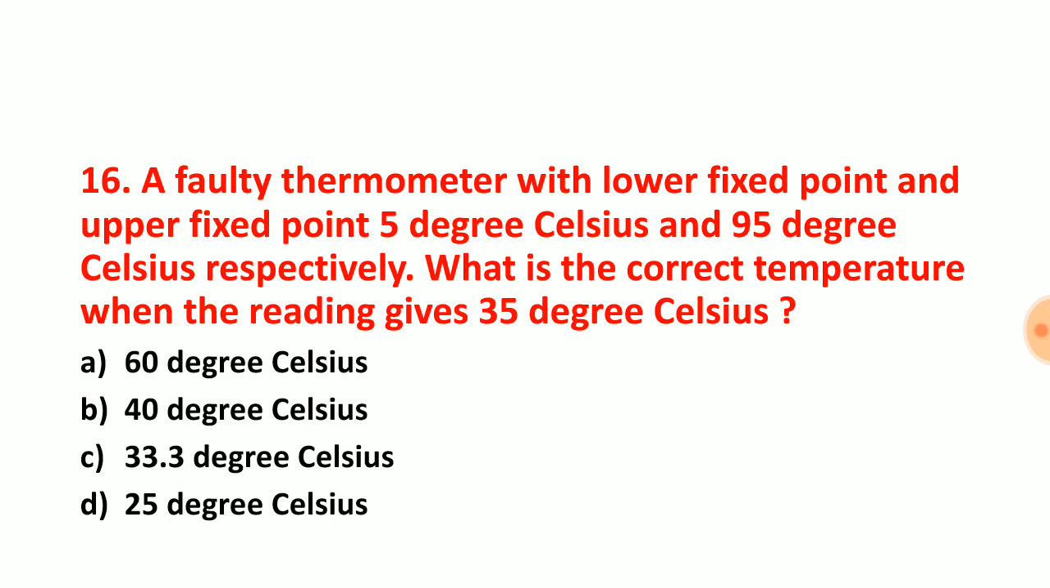Now let us see question number 16. A faulty thermometer has lower fixed point and upper fixed point of 5 and 95 Celsius respectively. What is the correct temperature when the reading gives 35 degrees Celsius? This is from the first chapter of class 11, heat and thermodynamics.